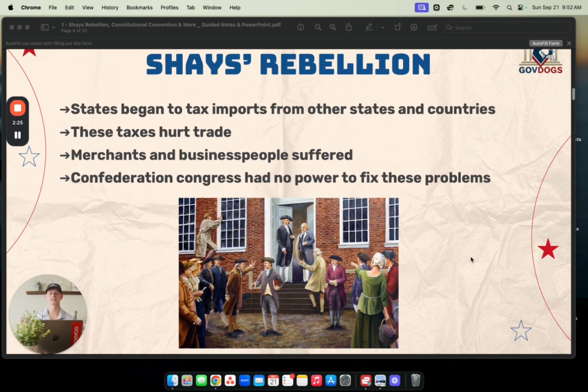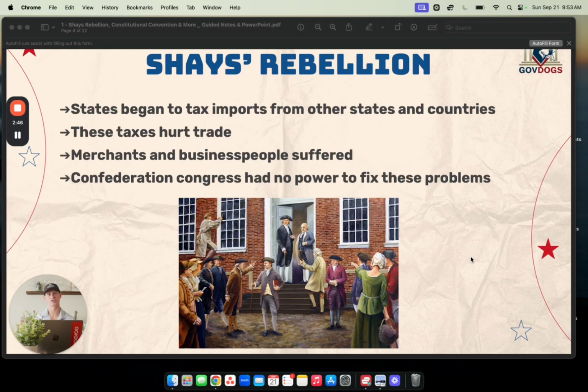States also began to tax imports from other states, right? So that's like if I was selling Florida oranges to New York, and New York was sending me back apples. But when I was taking in the apples from New York, I was taxing them, okay? Now, we don't do this under the Constitution. It doesn't make sense to tax other states because we are one country.